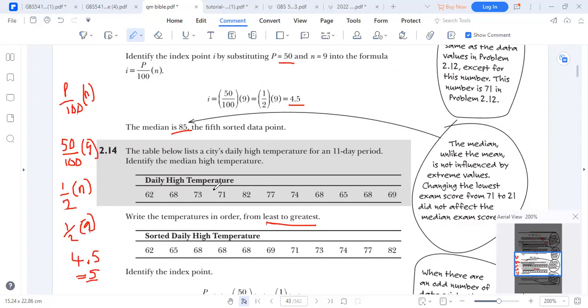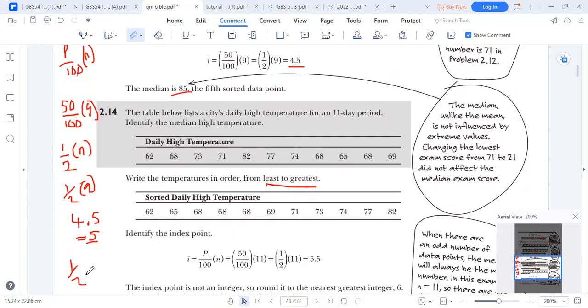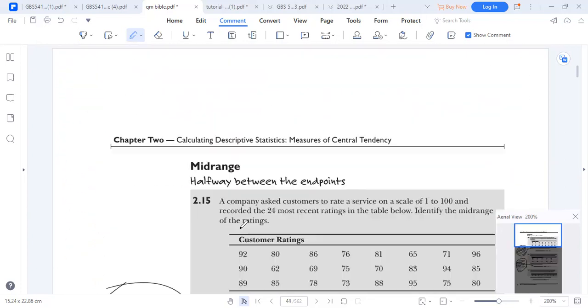Suppose 11, median is the 50th percentile, or half. Half of what? 11 is 5.5. So 5.5 will round up to the nearest, which is what? The 6th number. 1, 2, 3, 4, 5, 6. So 69 is the 6th number. This is the median.